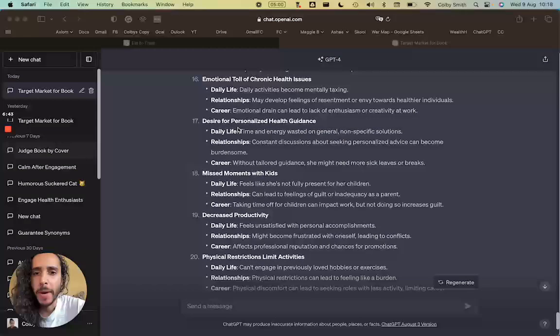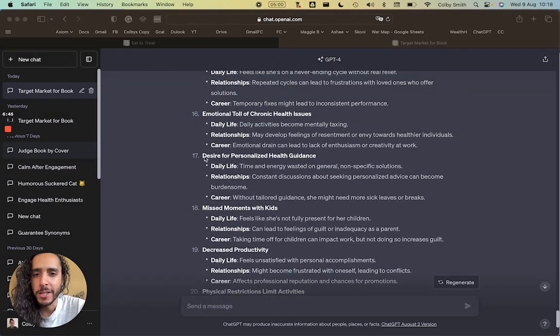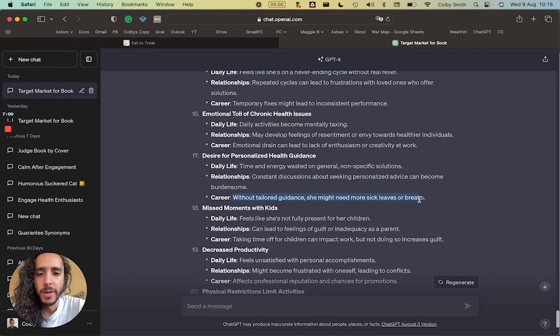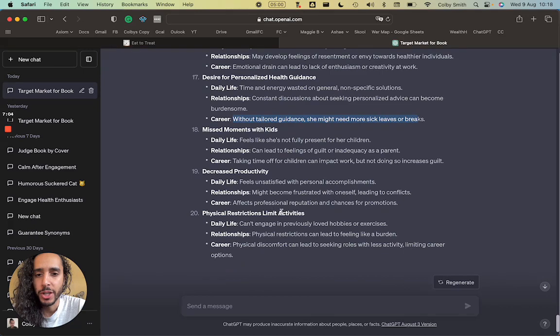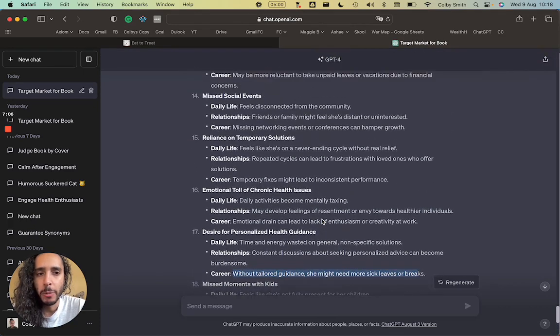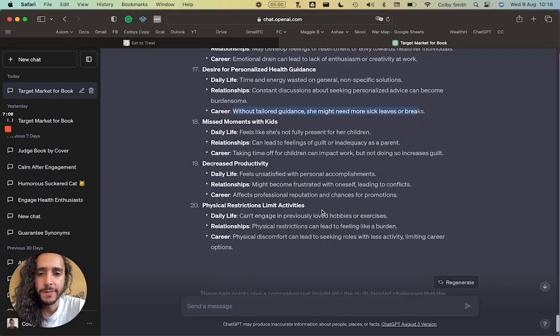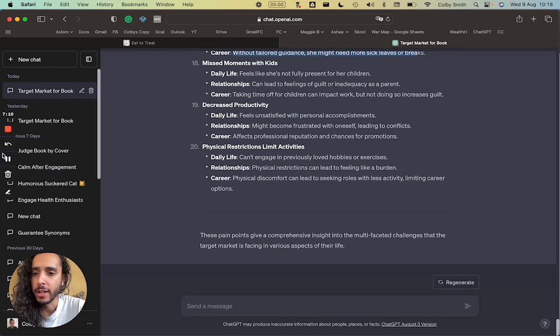Cool, so it's come up with 20 pain points and some of them are really good. Like I like this one, desire for personalized health guidance. How is that affecting their daily life? Time and energy waste on general, non-specific solutions. Constant discussions about seeking personalized advice can become burdensome. Without tailored advice, she might need more sick leaves or breaks. Missed moments with the kids, decreased productivity, physical restriction, limits activities. So some of it is a little bit repetitive, but that's fine. We can boil that down later to the biggest points.